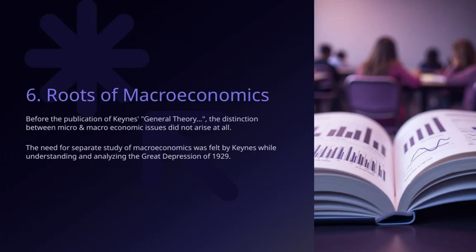The need for a separate study of macroeconomics was actually felt by John Maynard Keynes himself during the time of the Great Depression in 1929. When he was trying to understand and analyze that severe economic downturn, he realized that the traditional approach wasn't enough. Before Keynes published his famous general theory, the distinction between micro and macroeconomic issues simply did not exist. Economists didn't really differentiate between individual markets and the economy as a whole.